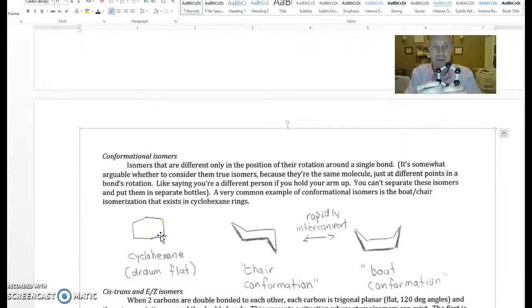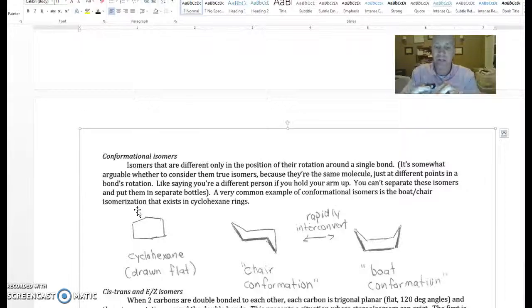So the thing about cyclohexane is if you saw it like this, you might assume that it's totally flat. The thing about it is if you look at it on its side, you can see that this thing is capable of twisting and bending around a little bit.